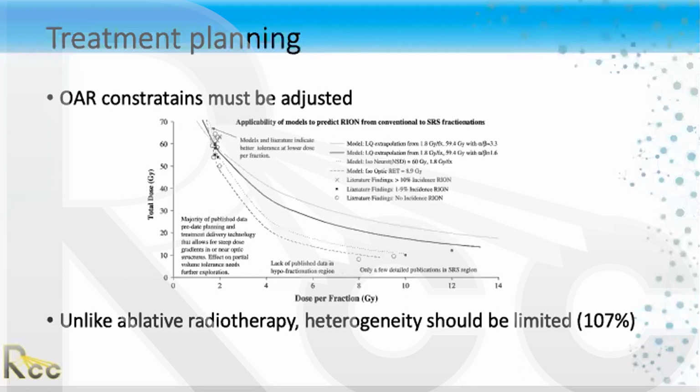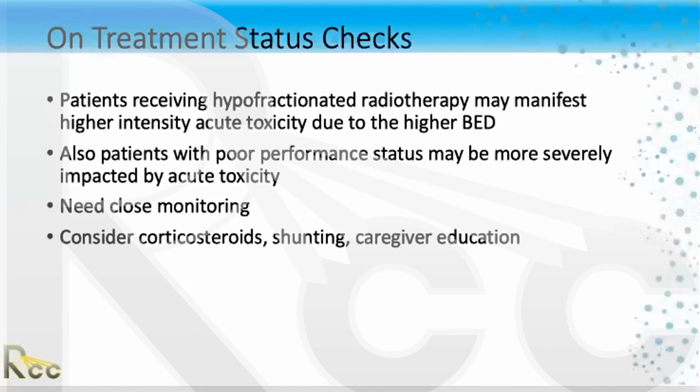And then again, unlike ablative radiotherapy, we're trying to limit heterogeneity in the hypofractionated setting for high-grade glioma. So another thing to consider is how patients are responding on treatment. Recognize that when we hypofractionate, because we're giving higher dose per fraction, patients may manifest a higher intensity and temporality of some of the acute toxicity. It depends upon the nature of the toxicity, but from general principles, the regional brain inflammation from hypofractionated approaches may be more significant.